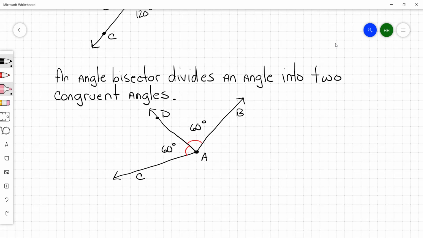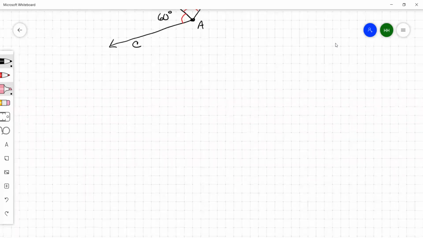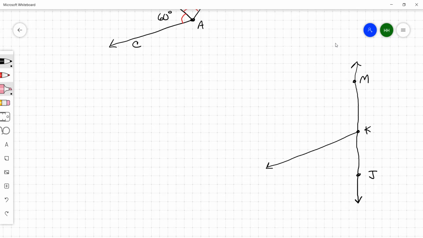All right, so let's go with one more problem here, dealing with an angle bisector. Let's draw this figure first. So on the right-hand side of your paper, let's get a horizontal line. Up top, it's got point M. In the middle, it's got point K. And down here on the bottom, we want point J. And let's take KN out here, and KL over here.